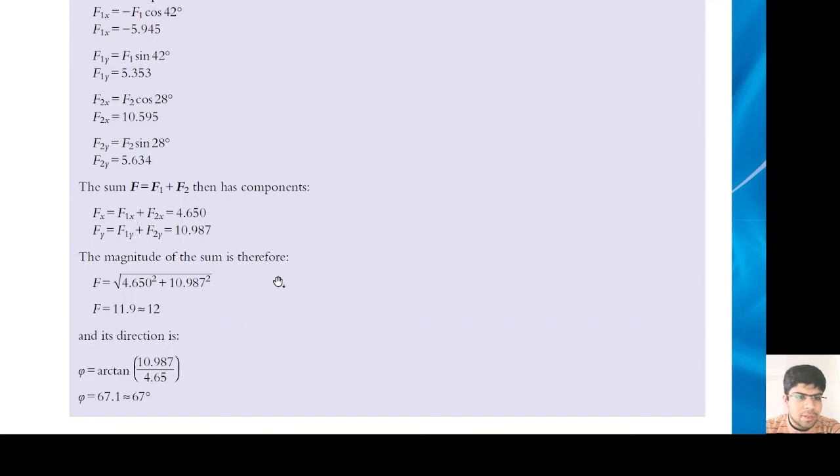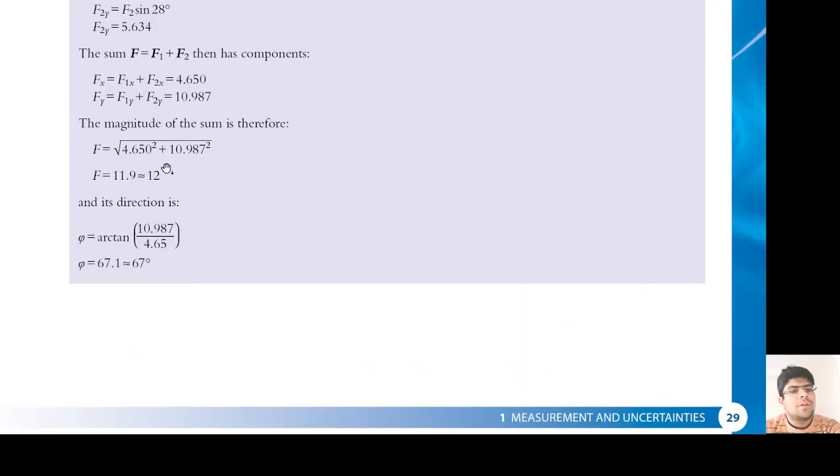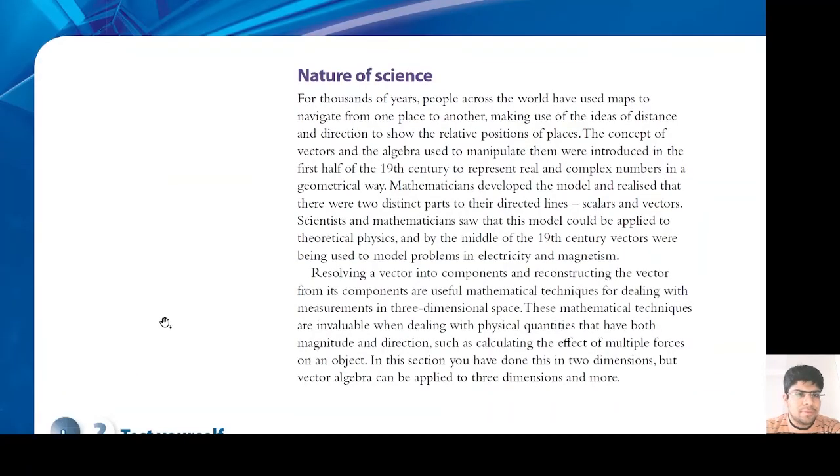The magnitude of the sum is therefore F equals root over 4.65 squared plus 10.987 squared, which gives F equals 11.9, approximately 12, and its direction is phi equals arctan 10.987 over 4.65. Phi equals 67.1, which is approximately 67.